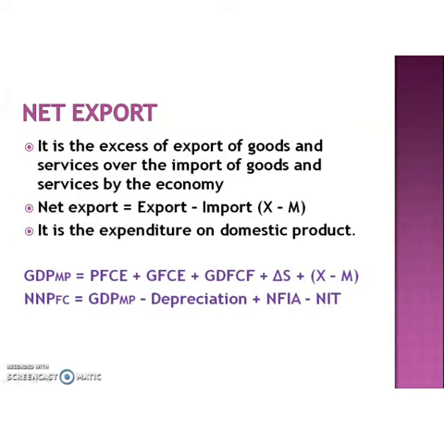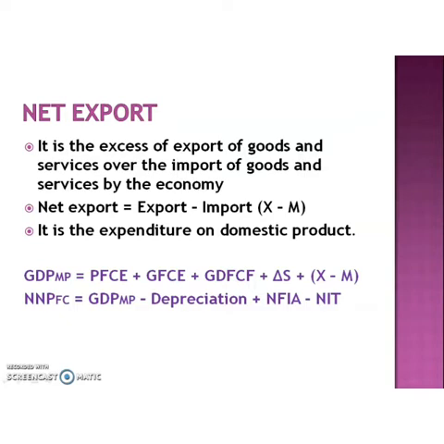Then the next component is net export. It is the excess of export of goods and services over the import of goods and services by the economy. That is, net export is equal to export minus import, that is X minus M. It is the expenditure on domestic product. Again, when we add all these components, all this expenditure, we will get GDP MP.